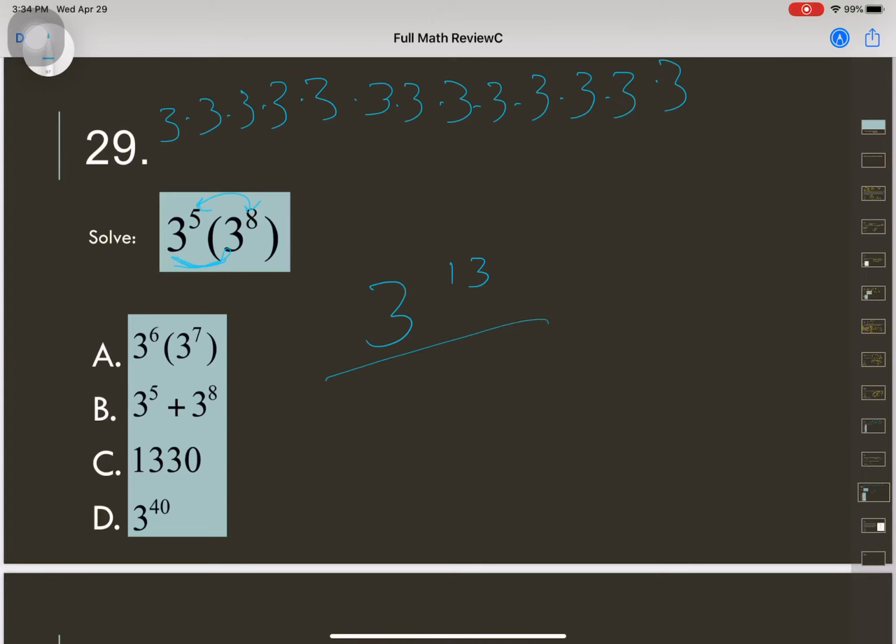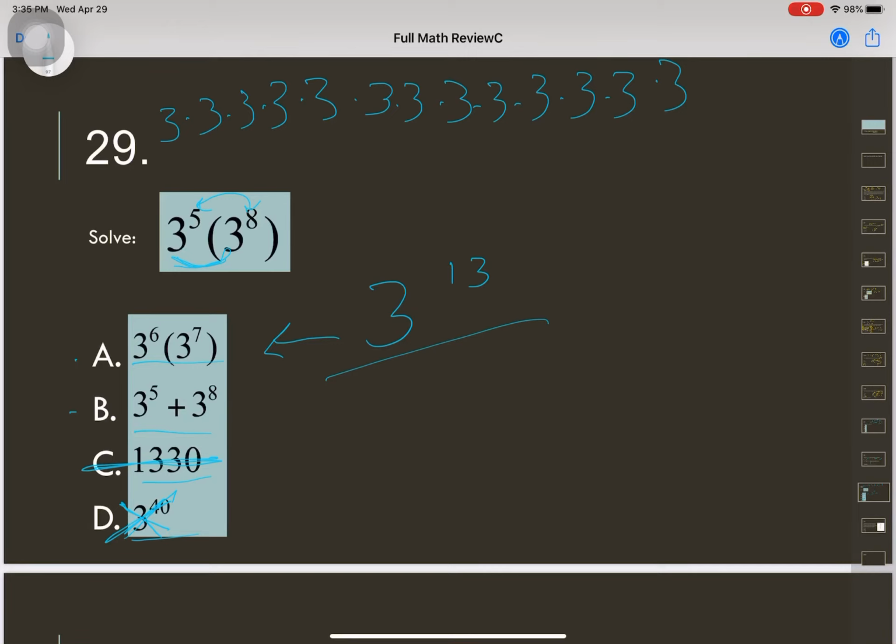Now, this is going to happen. I just guarantee it. I just know it in my bones. You're going to do this, and you're going to get 3 to the 13th, and you're going to go, haha, I'm done. And then you look down here, and none of these are 3 to the 13th. But if you do a little simple thinking, 3 to the 40th we can rule out. If we tried 3 to the 13th on our calculator, it's going to be 1.5 million, not 1330. So you can rule that one out. So it's either going to be A or B.